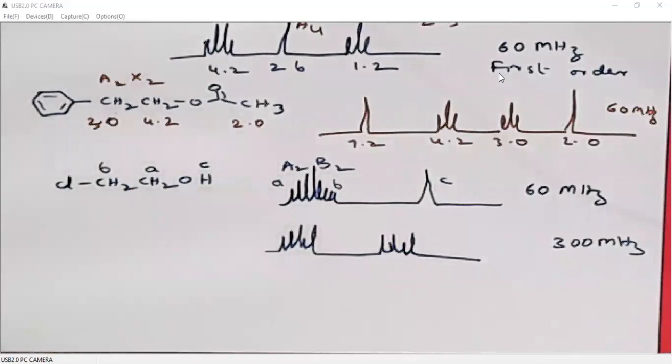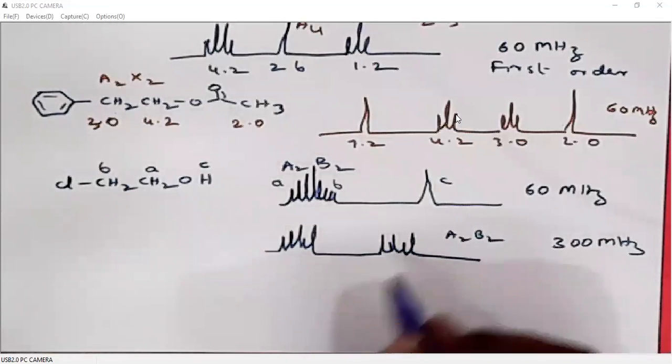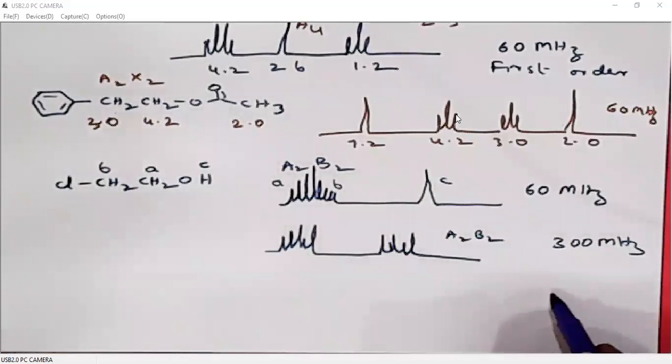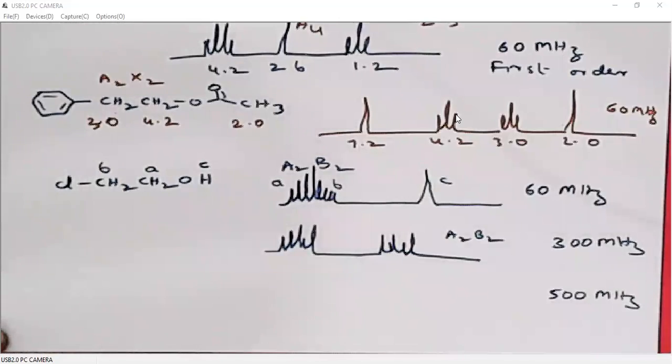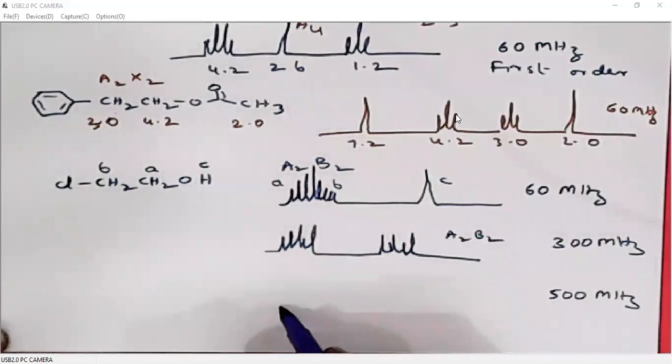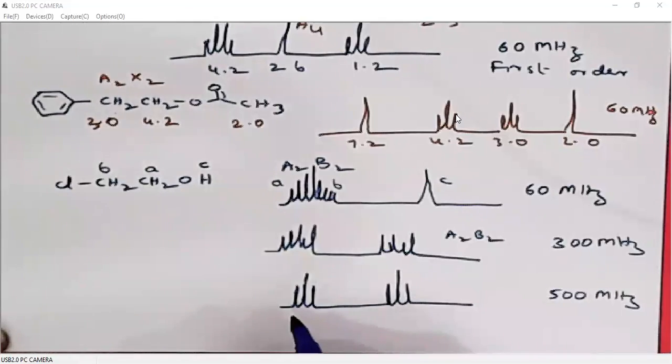So again it is a second order spectrum. So now we also call it A2B2, because these two multiplets are not predicted according to the n plus 1 rule. But when we take the same compound on a 500 megahertz instrument, it gives a triplet and a triplet.